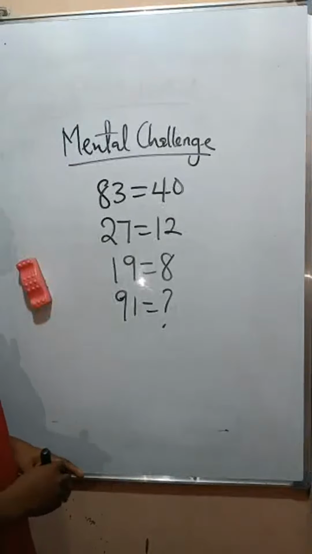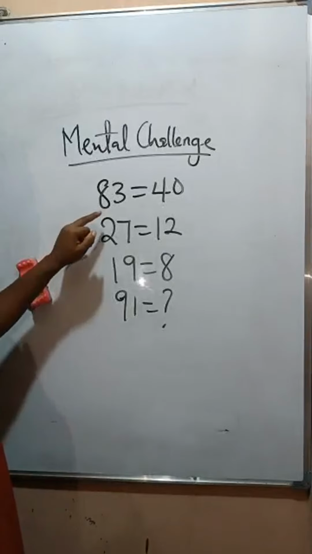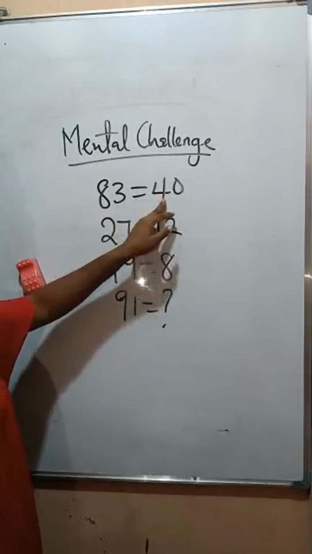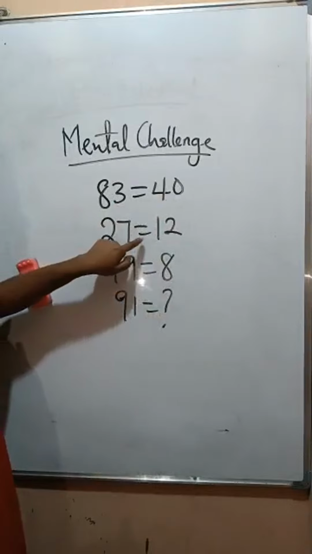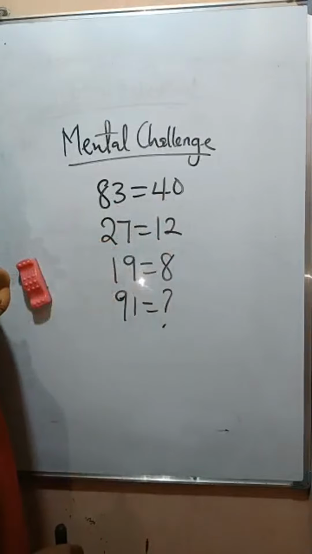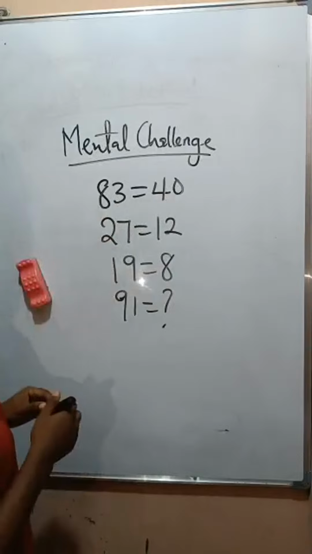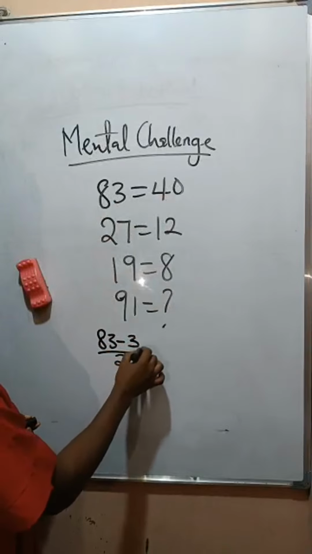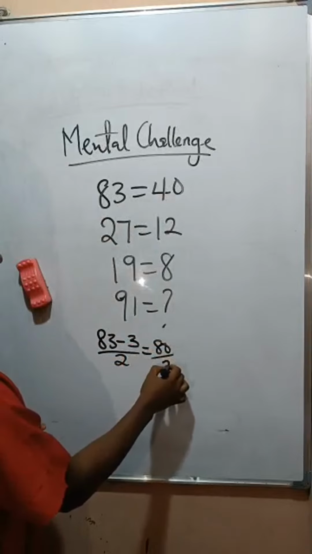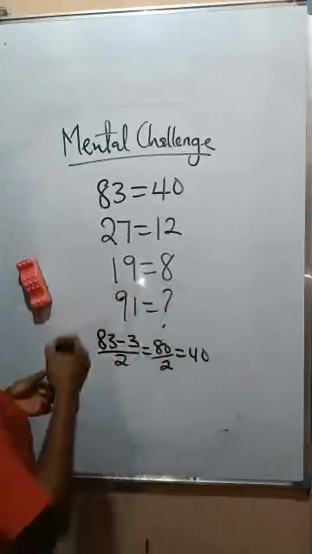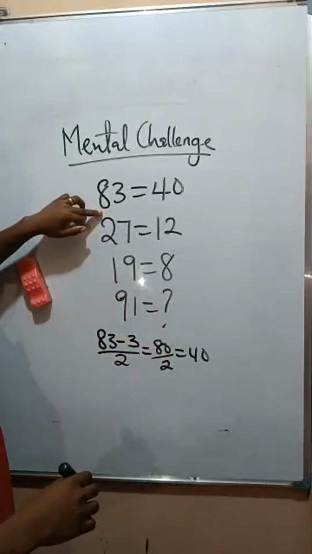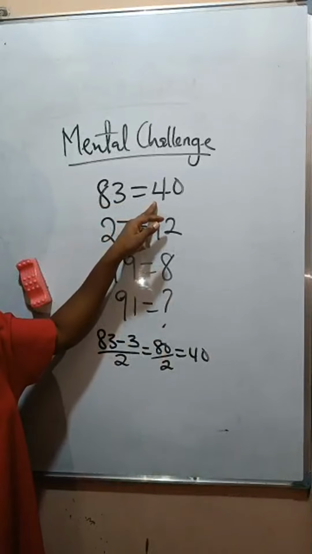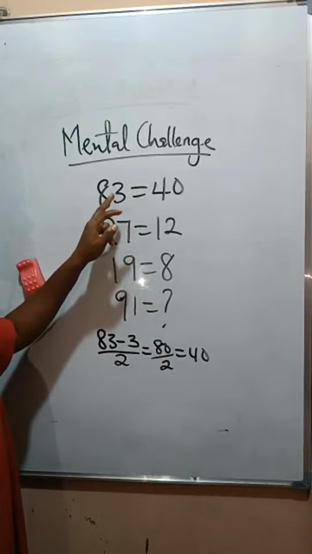So we have 83 equals 40. We have 27 equals 12. Now, if we say 83 minus 3 divided by 2, we have 80 divided by 2, which is equal to 40. That is the only way you can relate 83 to 40, right? 83 minus 3 divided by 2.